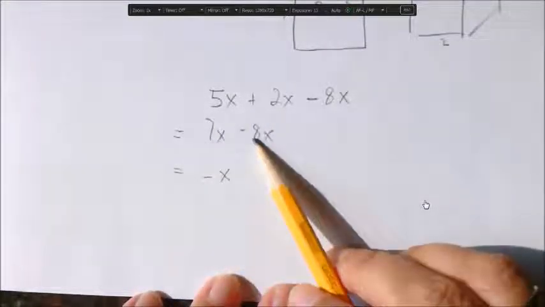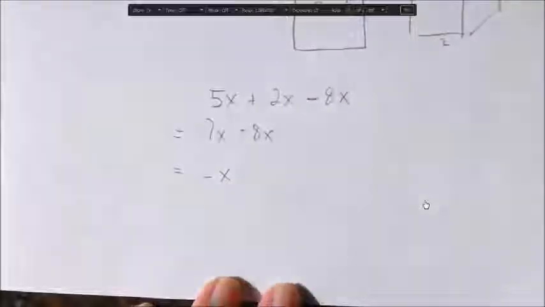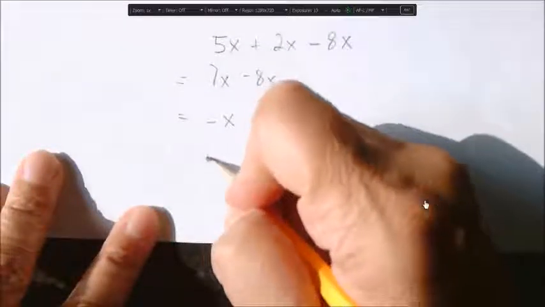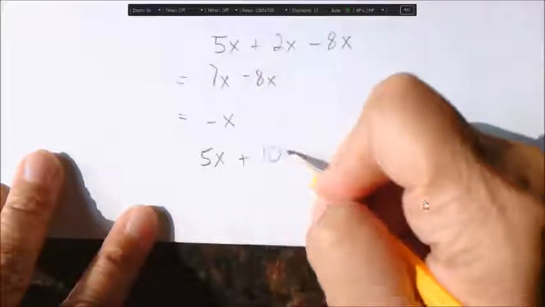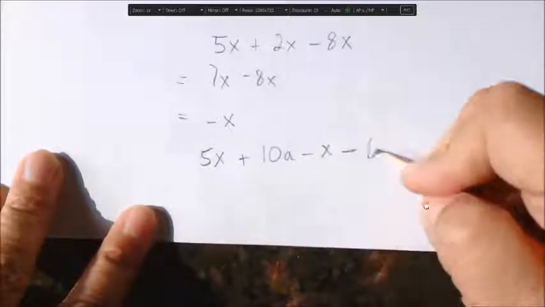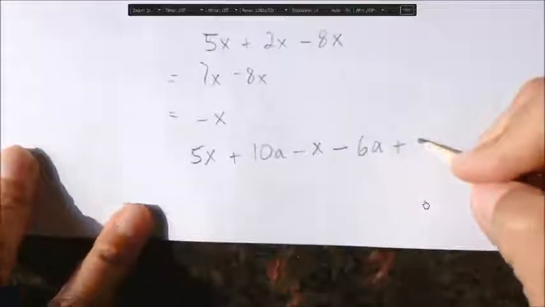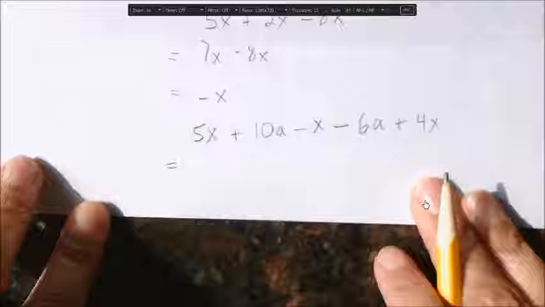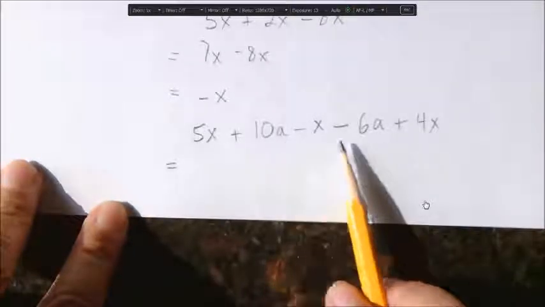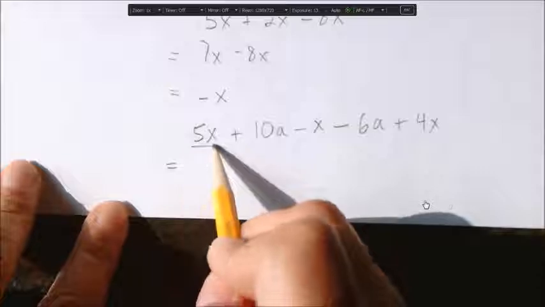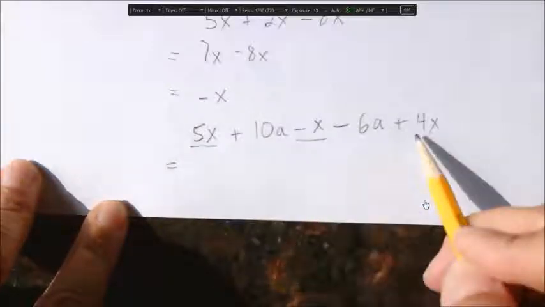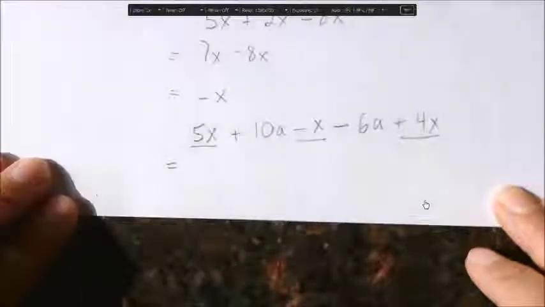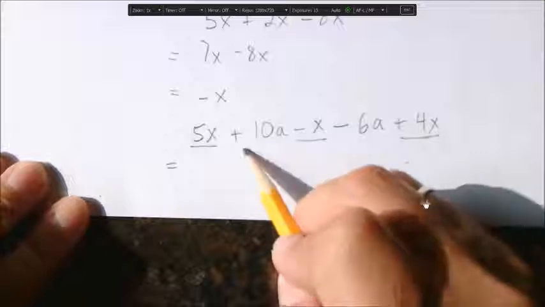And sometimes you'll have an expression that has different variables. So 5x plus 10a minus x minus 6a plus 4x. Let's add these up. You can see you've got a bunch of x's and a bunch of a's. So what I like to do is underline the like terms in the same manner. This is a straight line to put the x's together, and then I'm going to use a squiggly line to show that the a's go together.